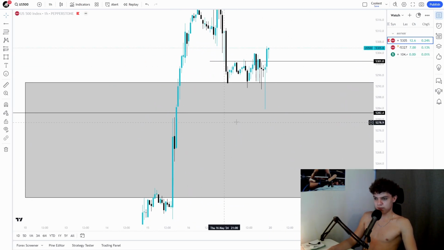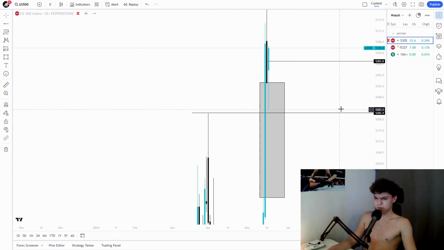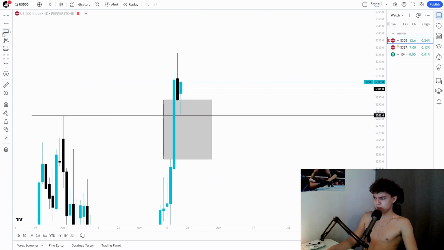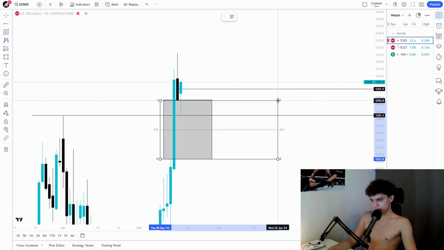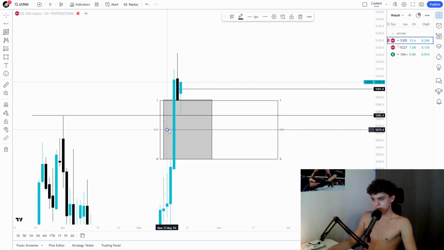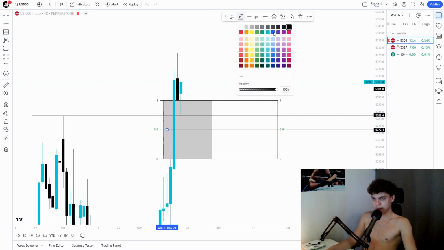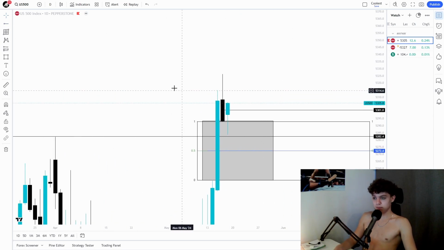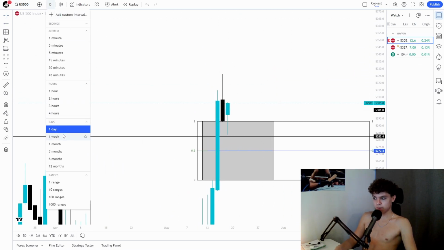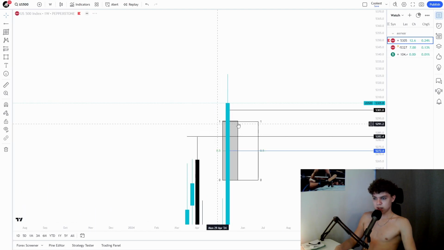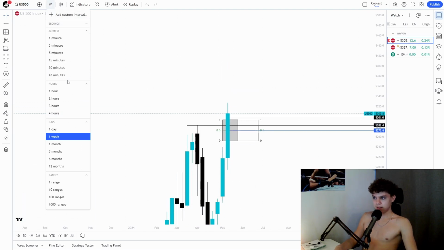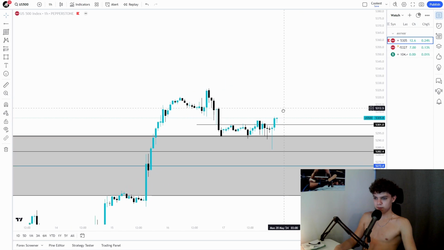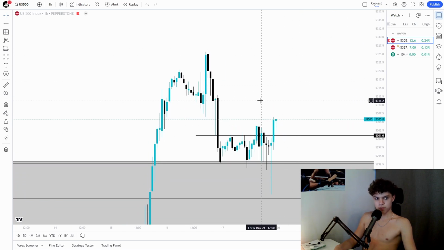We still have this imbalance, and I'm just gonna mark out the 50% of the fair value gap to be exact. This right here is the 50% of the fair value gap, and that's it. We're super bullish, like I told you. Let's get it. New week. Okay, so we're bullish.